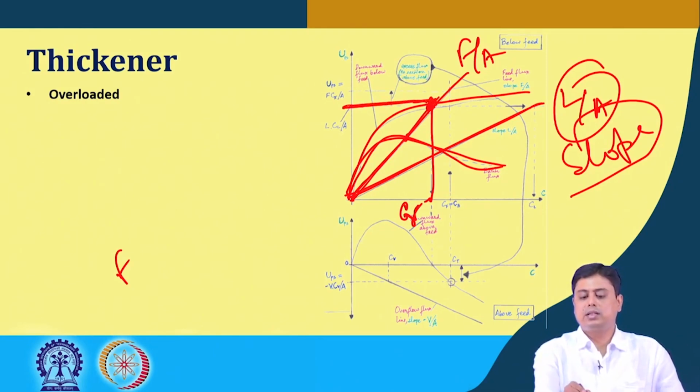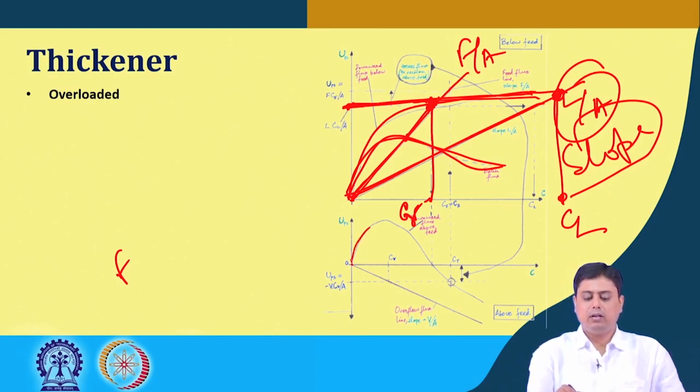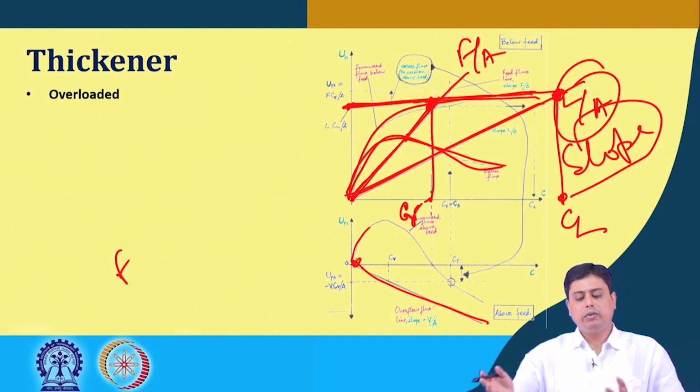The straight line that corresponds to this critical flux, where it intersects with this L by A line, will give us the concentration of CL, or the concentration at the bottom of this underflow condition. And similarly here we can then see whether that concentration is beyond or below the critical limit. If it is below the critical limit, then the concentration of V or the overflow would definitely be 0.